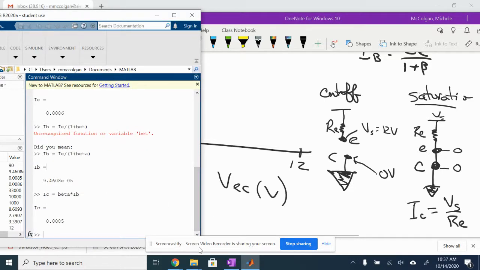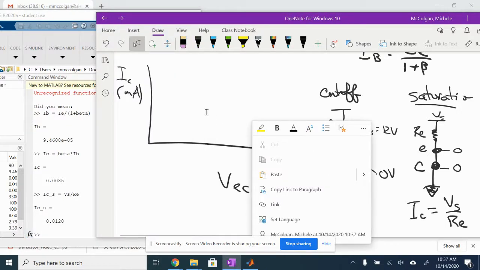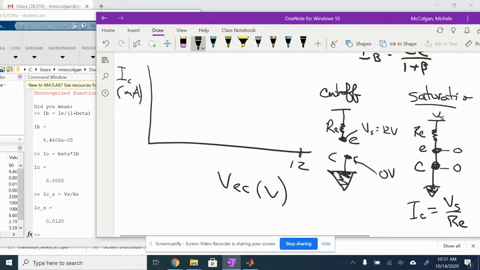So I'm going to call this a different IC. I'm going to call it IC in saturation, which is equal to Vs divided by Re. And I get 0.012, and so that is going to be 12 milliamps. And what I do then is I take a line and I just draw it like that.